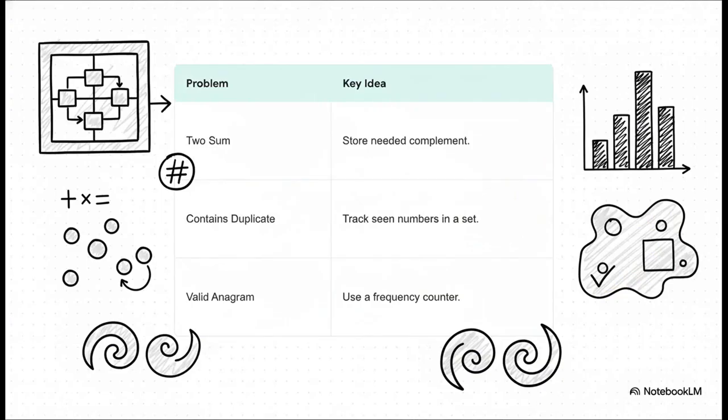And this right here shows you the power of a single pattern. That one idea, using a hash map for quick lookups, doesn't just solve two-sum. It also lets you instantly check for duplicates in a list, or efficiently count up characters to see if two words are anagrams. It's one tool, and right there, 3 foundational problems are solved.